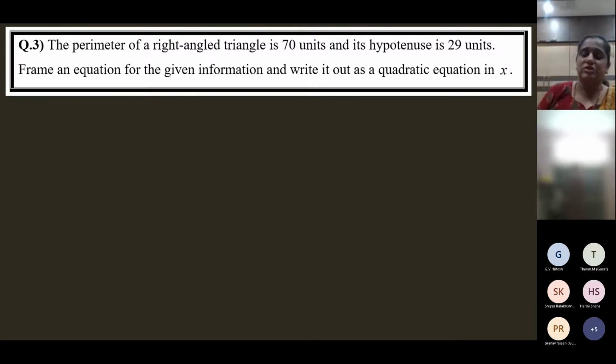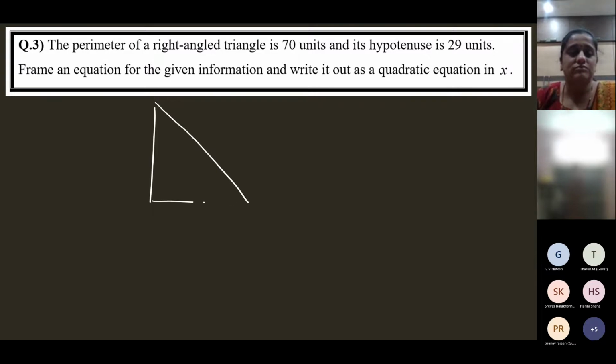You just have to write the equation. The perimeter of a right angle triangle is 70 units and its hypotenuse is 29 units. Okay, so perimeter is 70 and hypotenuse is 29. Frame an equation for the given information and write it out as a quadratic equation in X. Yeah, how do we do this?